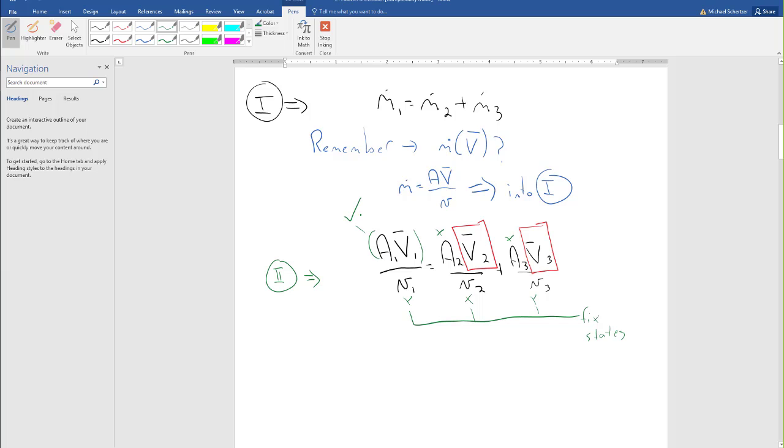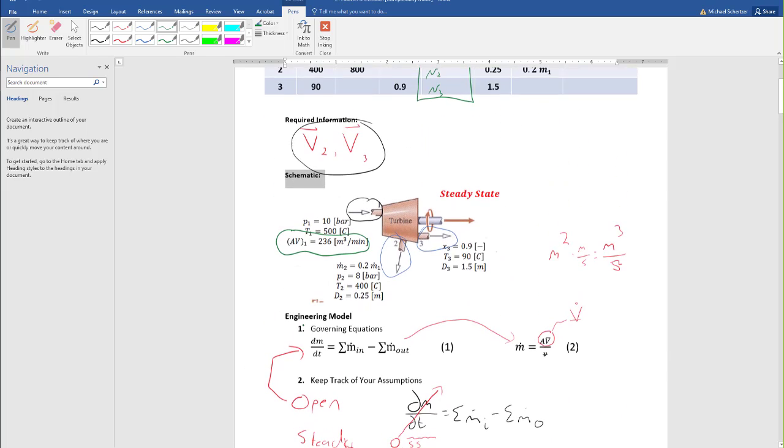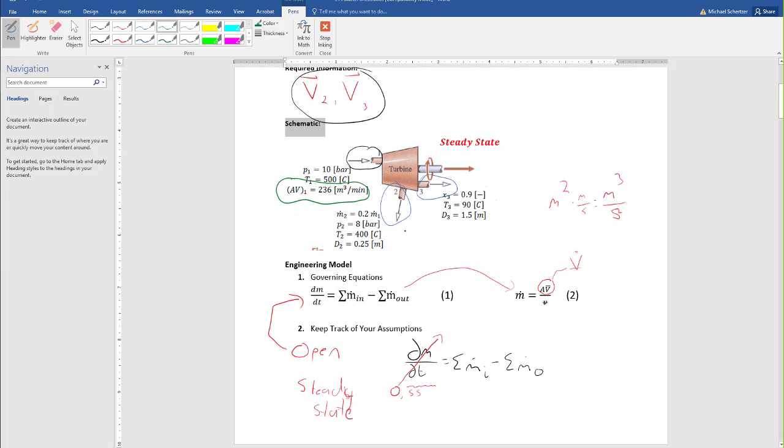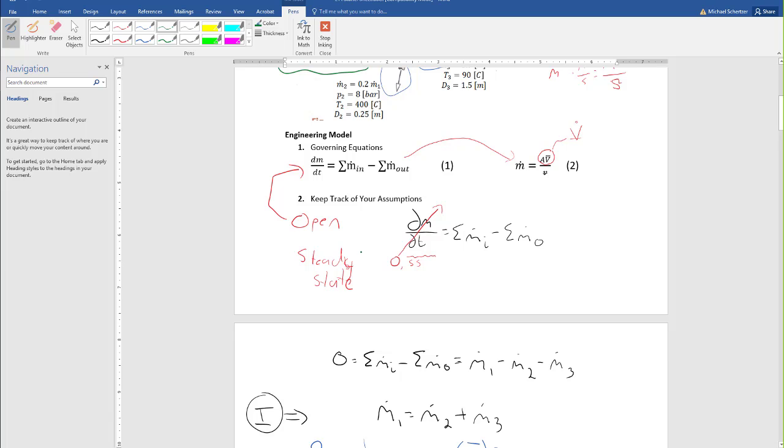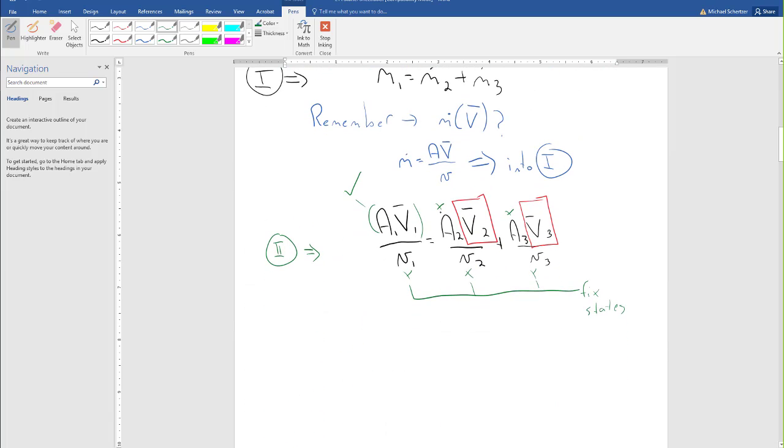And then for these 2, what it tells me at state 2 and state 3 up here, it gives me the diameters. Because it gives me a diameter, I'm going to assume that these are circular in cross-section, right? So D2 is 0.25 and D3 is 1.5. So I have D2, 0.25 meters, and D3, what did I say, 1.5 meters, something like that, right?